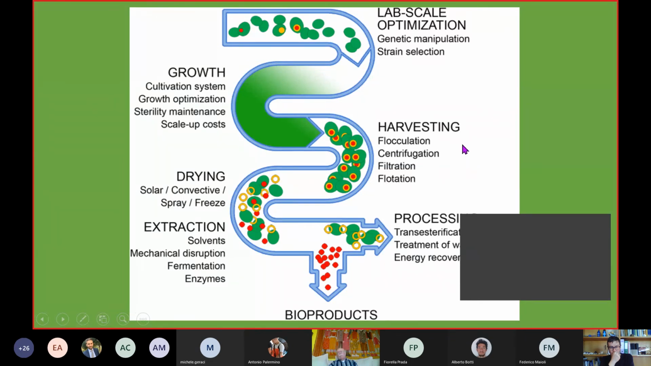You have flocculation that is done by adding an aluminum compound that combines with the algae and can be afterwards recycled, or you can do flotation. It's by little air bubbles, or centrifugation or filtration, depends on the kind of algae that you use. Then you have to dry it by solar, by spray, by freezing. Again, it depends on the economic value of your final process.